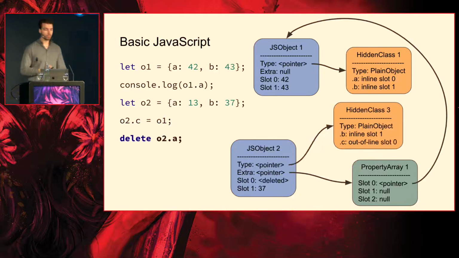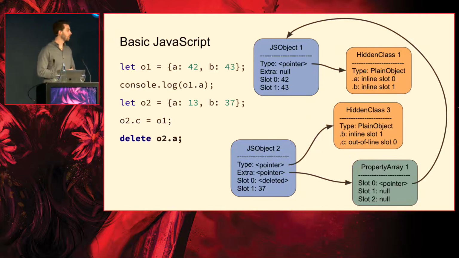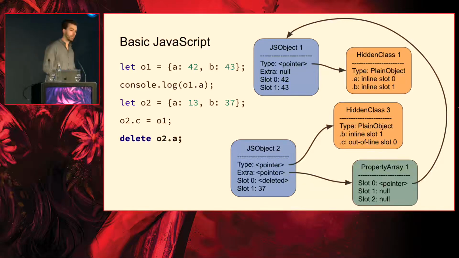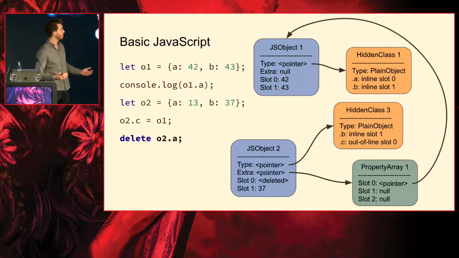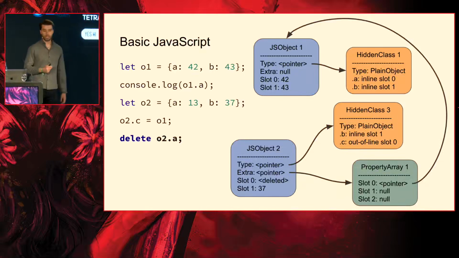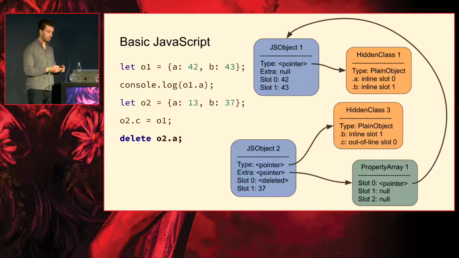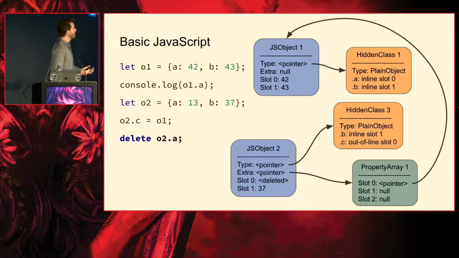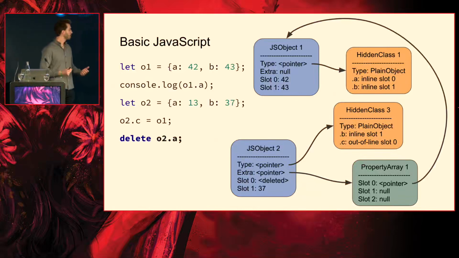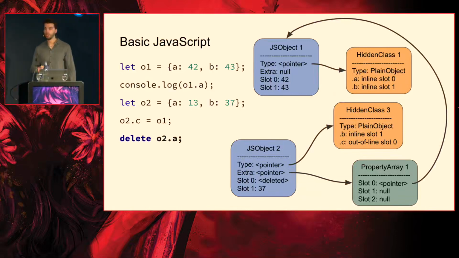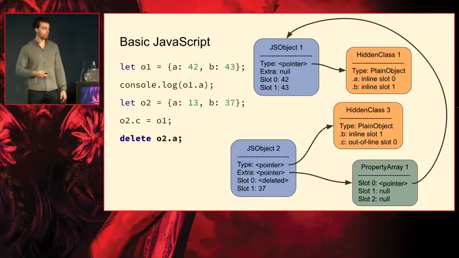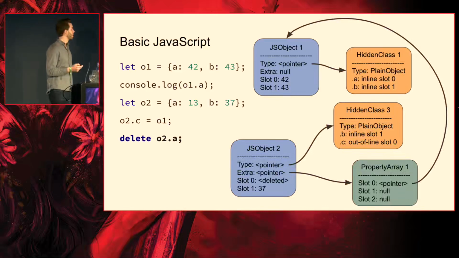And we could do even more shenanigans, like we could delete properties that exist, in which case, again, we need a new hidden class that now only has B and C, and the slot 0 is in some deleted state, right? So again, main takeaway, all of this can change. It's a very hostile environment, I would say, and we'll see how this breaks things later.